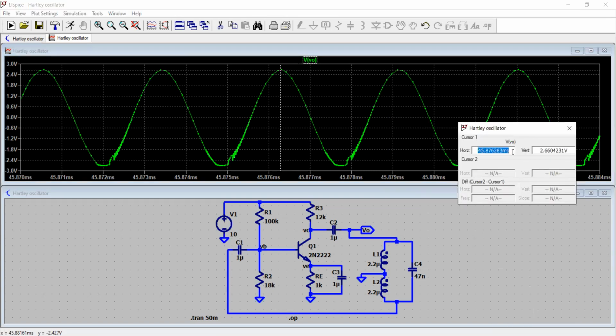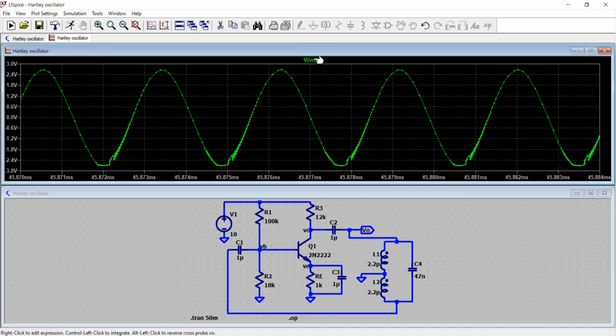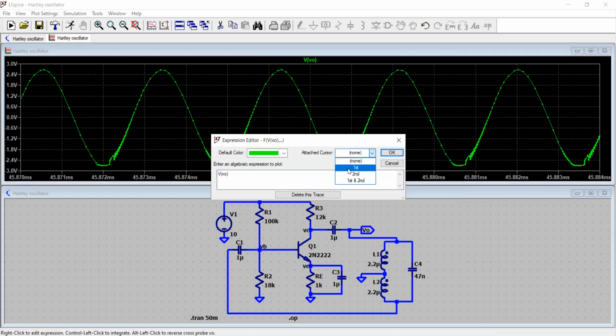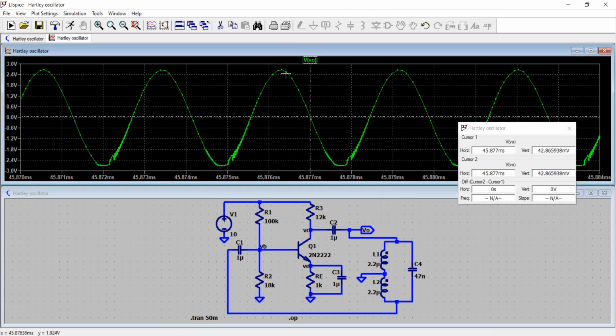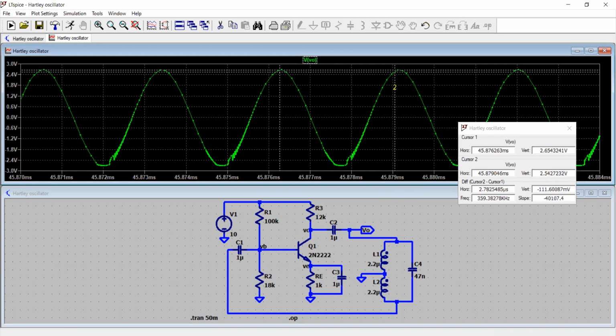So horizontal is like 45.87 and then vertical is 2.6 volt. So I delete it. Again, I right click and attach the cursor, or instead of first, I will say first and second. And then I got these two cursors here. So the first cursor I keep here, and the second cursor I keep here, for example.